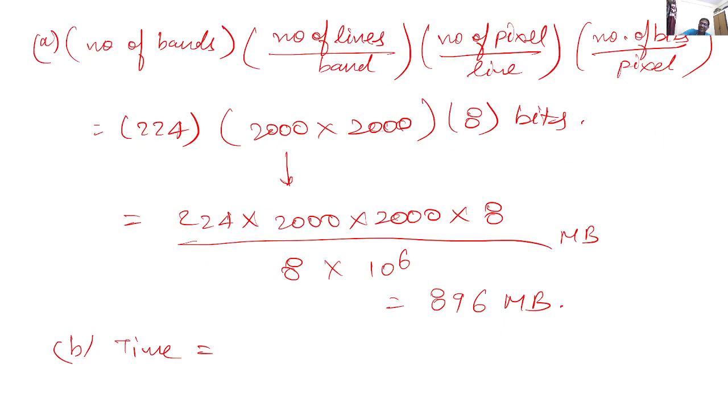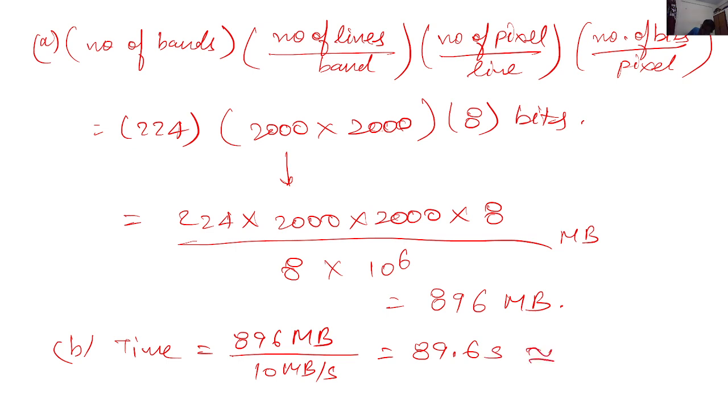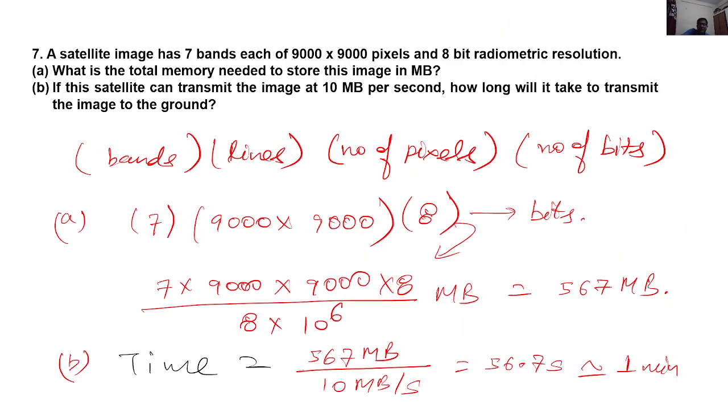Sir, thanks for informing. So time is again the number of megabytes divided by the rate. So this would be 896 megabytes by 10 MB per second. This comes out to be 89.6 seconds, nearly equal to 1.5 minutes, 1 minute and 30 seconds. So the time changes. The earlier time was 1 minute.